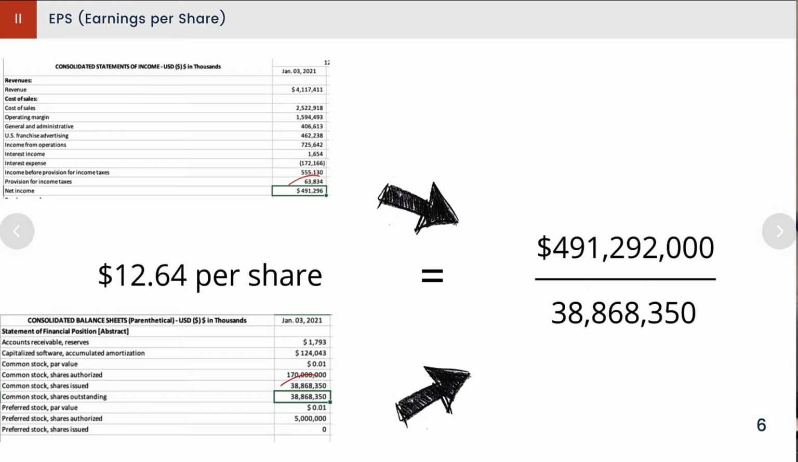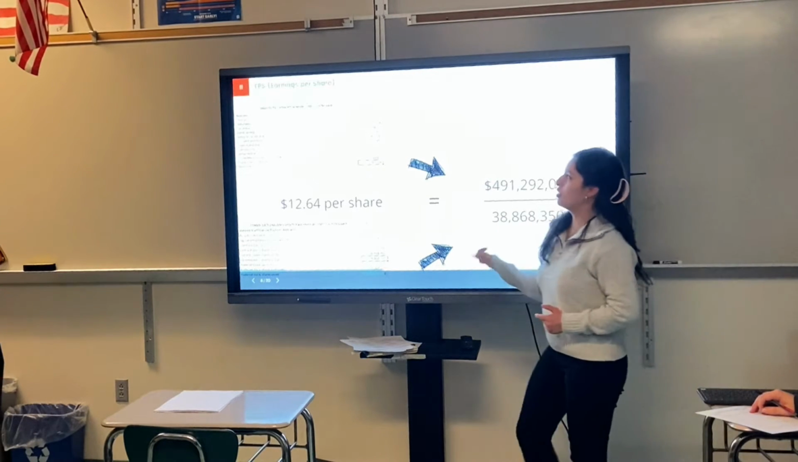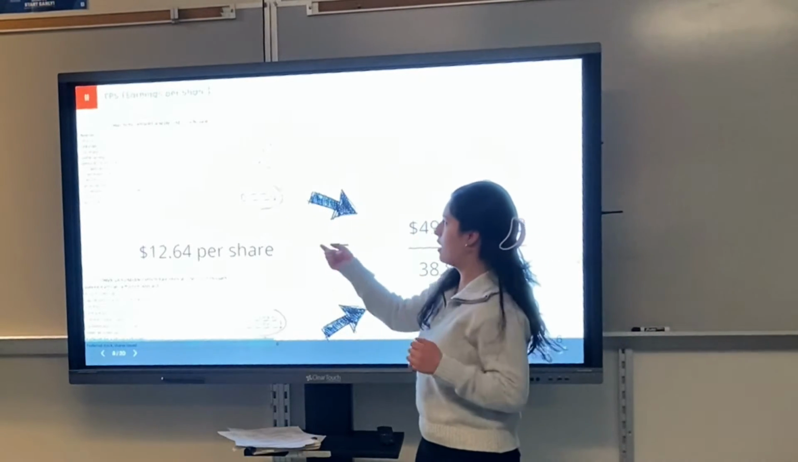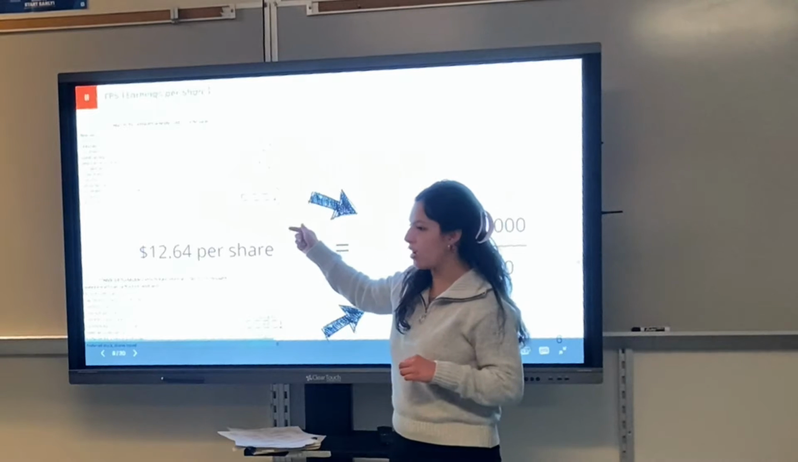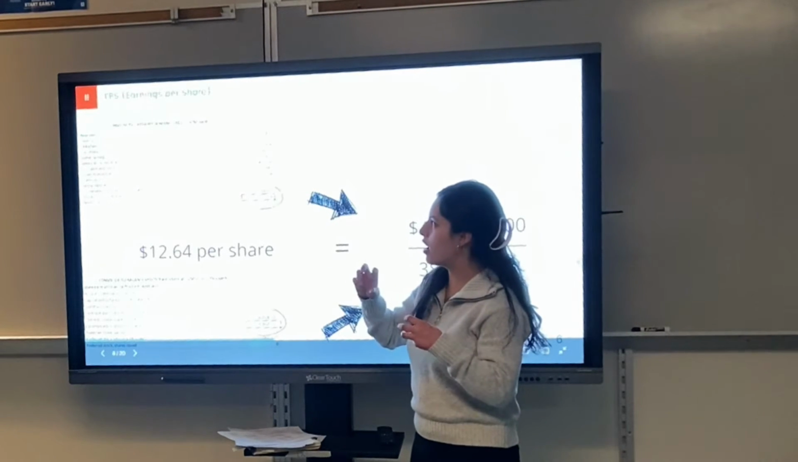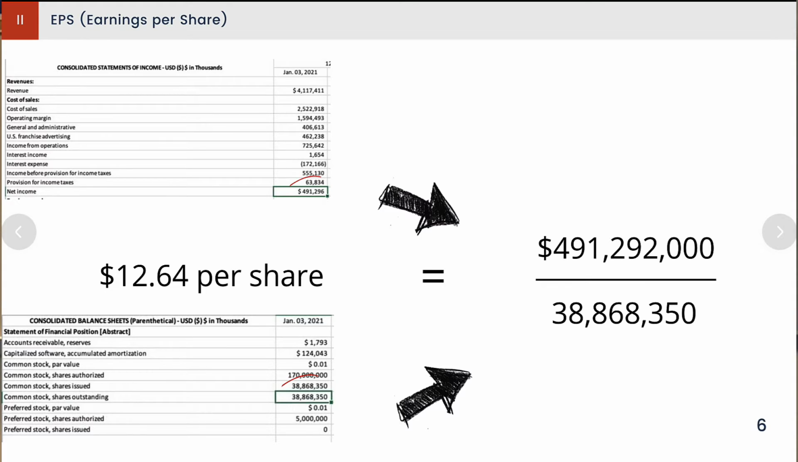Can you show me how to calculate that, Valentina? Yeah, of course. Here we have Domino's. This is their statement of income, their income statement. On this very bottom line, you can see net income. This is a calculation you get from adding up all your revenues, subtracting the cost of sales, and then you get net income. Then on the balance sheet, you have your common stock shares outstanding, which is this number. So you just take the two and divide.